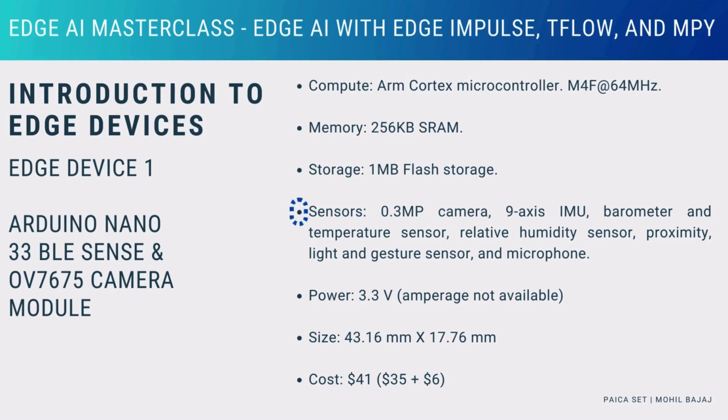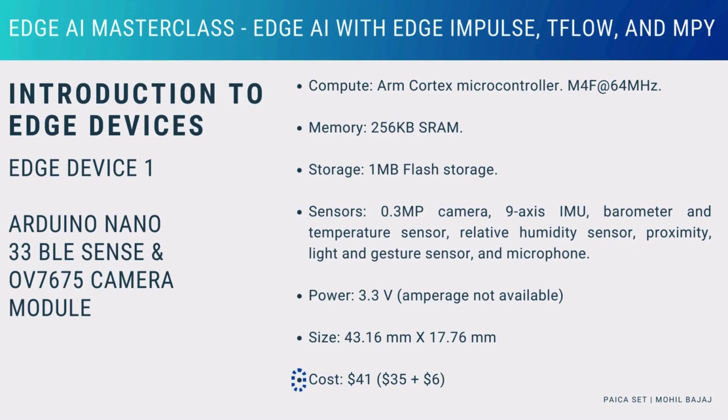The camera's resolution is 0.3 megapixels. The Nano has a power requirement of 3.3 volts and an extremely small form factor at 43.16 millimeters by 17.76 millimeters. At a total cost of around $41 for the device and the camera combined, with $35 for the device and $6 for the camera, it offers an affordable entry into the edge computing space.